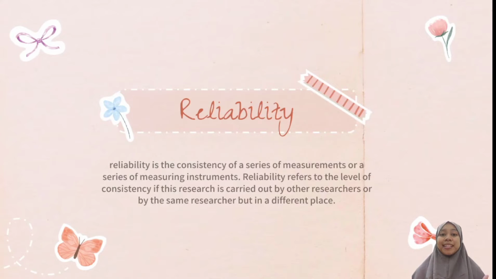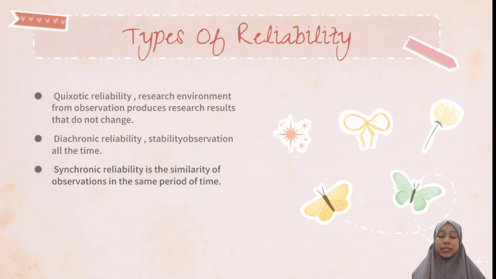And the next topic is reliability. Reliability is the consistency of a series of measurements or a series of measuring instruments. Reliability refers to the level of consistency if this research is carried out by other researchers or by the same researchers but in a different place.